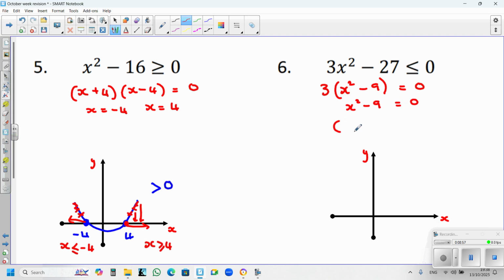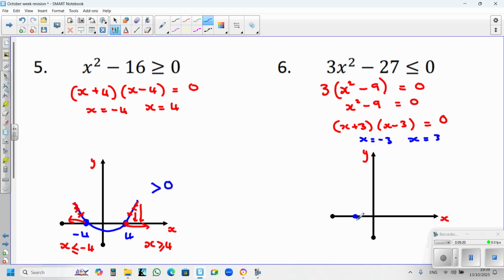Difference of two squares. Take the square root of x squared, which is x. Take the square root of 9, which is 3. Make one bracket positive, one bracket negative. So x plus 3 equals 0, that would make x equal to negative 3. And x minus 3 equals 0. Add 3 on both sides. x is equal to 3.